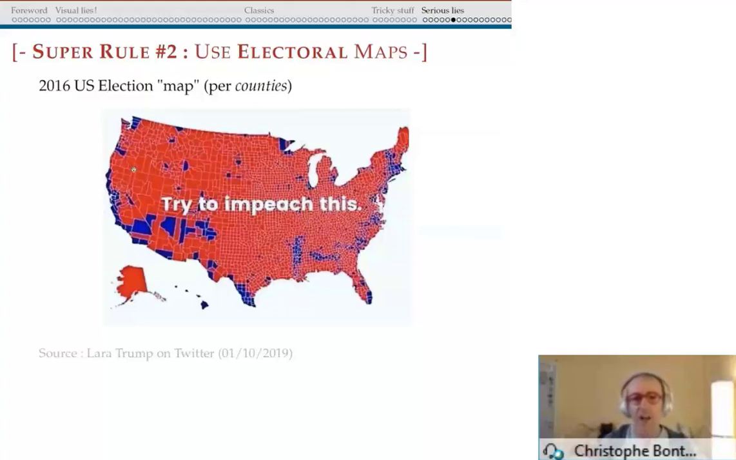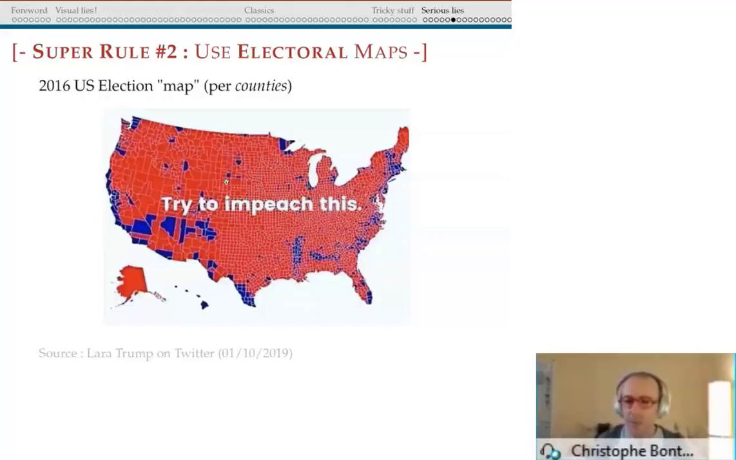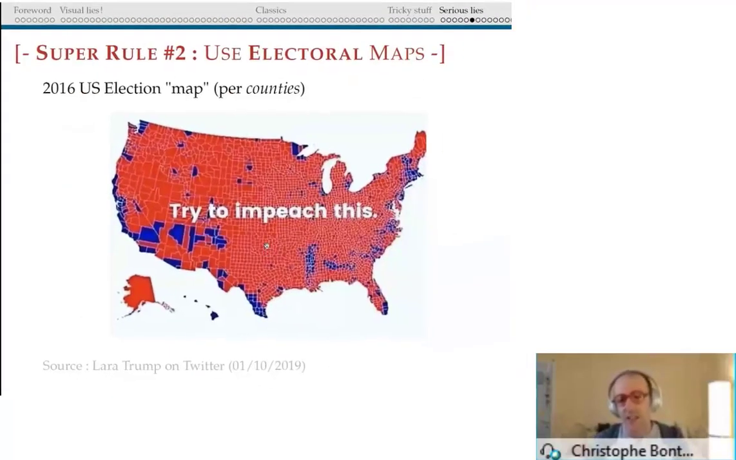And last year, there was this impeachment procedure, and Lara Trump's tweet tried to impeach this. And this map is very impressive because this is the result, the election map result per counties in the US. And you see, wow, this is red. The country is red. The problem is land does not vote.